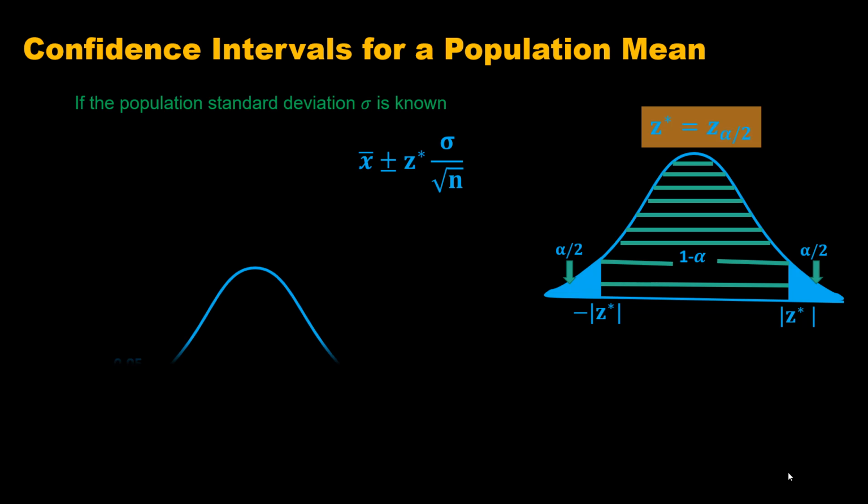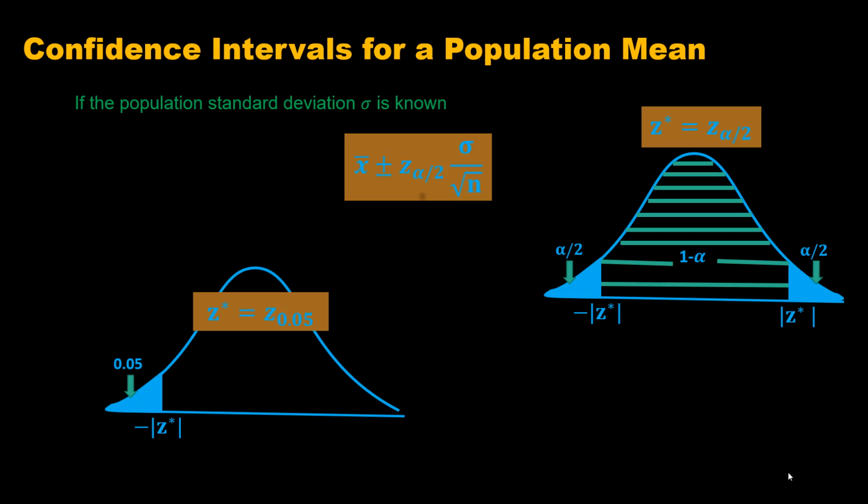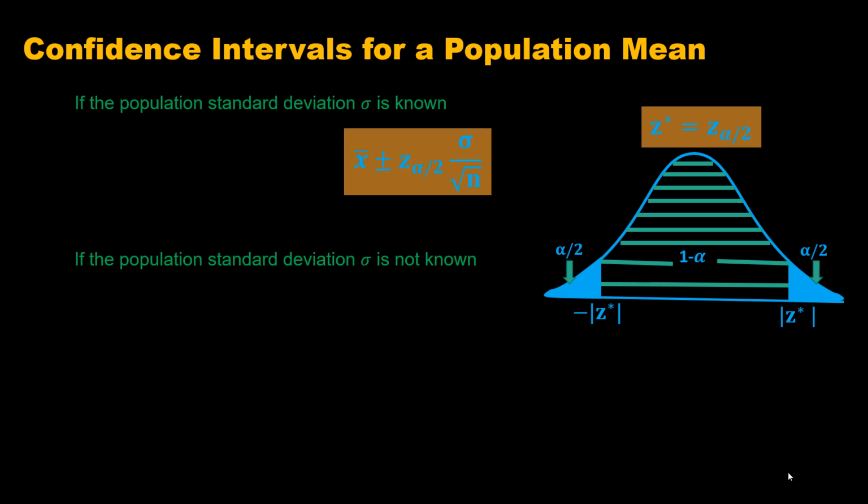As an example, think about this. The area at the left is 0.05. So, how do we write the z star using the new notation? It is z 0.05. Therefore, we can modify our confidence interval: x bar plus or minus z alpha over 2 sigma over root n. Alright, now let me discuss the confidence interval when sigma is unknown.